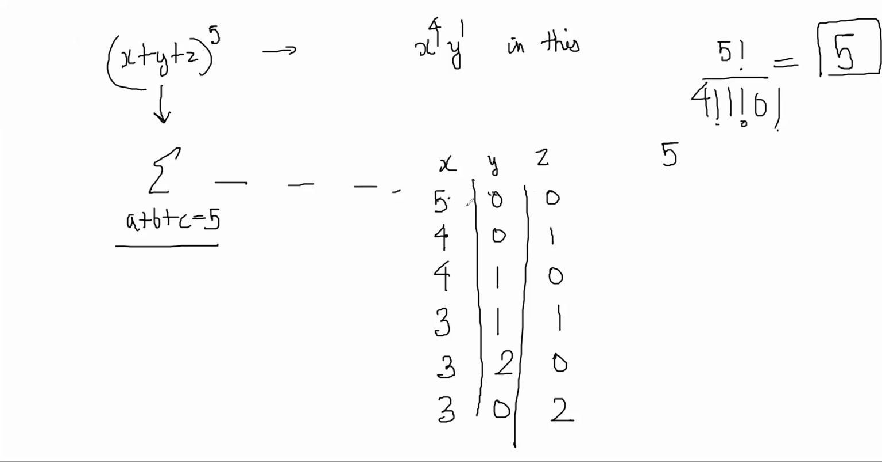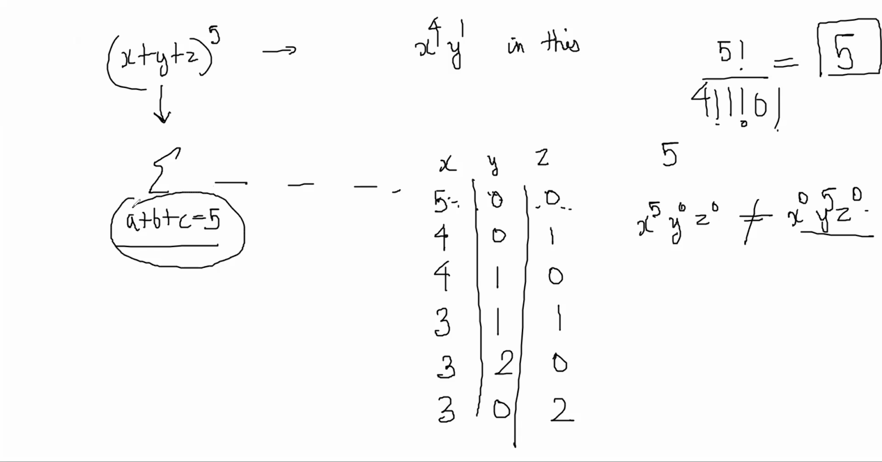And each different arrangement is different from each other. You understand that no term can be combined because powers are always different, no? If the arrangement is different, x power 5, y power 0, z power 0 is different from x power 0, y power 5, and z power 0, right? So it's not like any two terms can be combined. So it's a clear-cut answer. The answer will come when you know how many ways can you solve this, right? How many different arrangements are there, right?